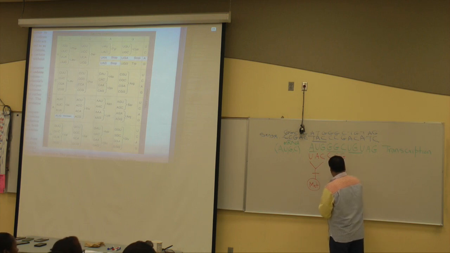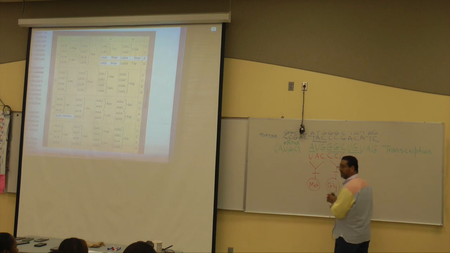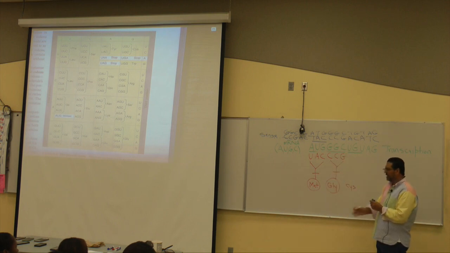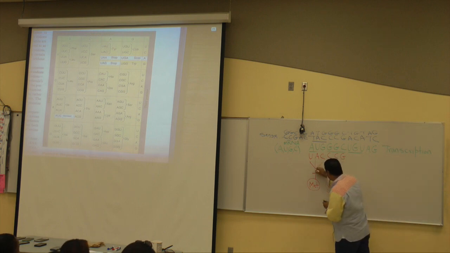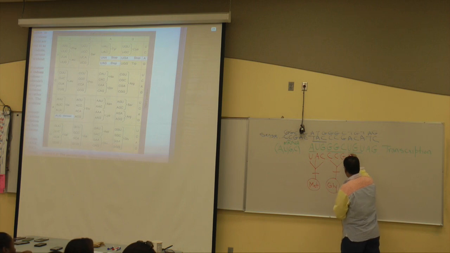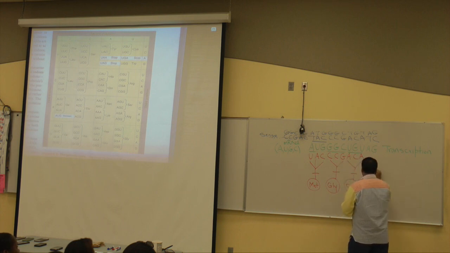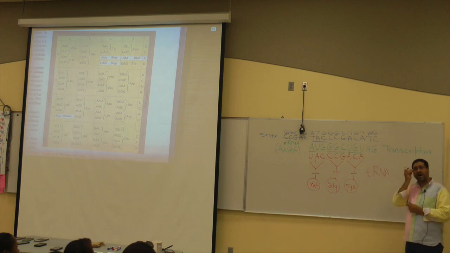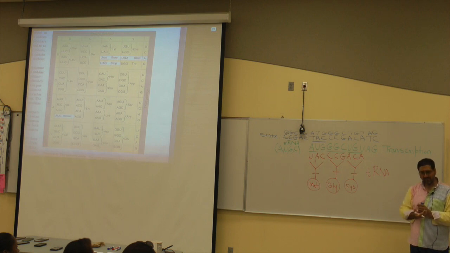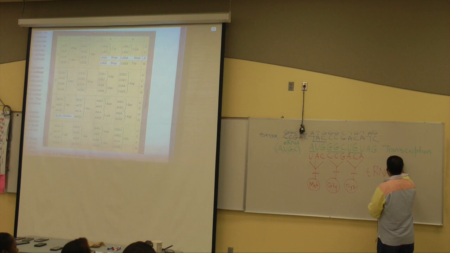CCG. Right? But I'm not asking you to do this. That's what's happening in the ribosome. So this is the anticodon, A, C, A. This is tRNA. So if I ask you, what type of RNAs are involved in translation? tRNA and mRNA. This is translation.